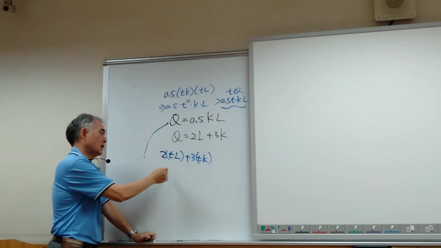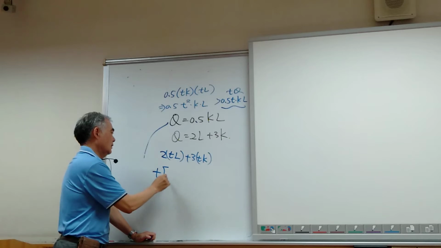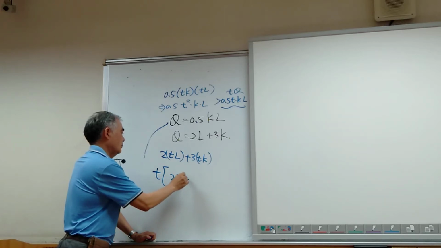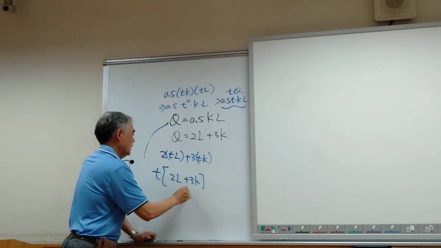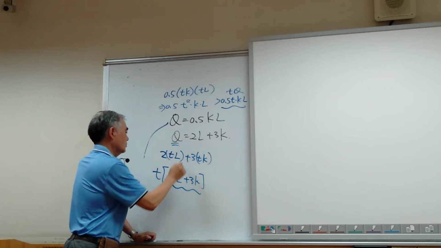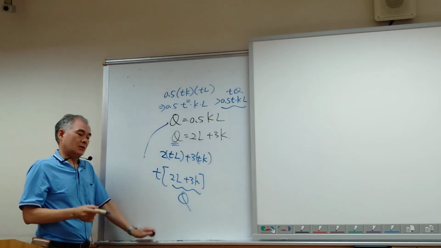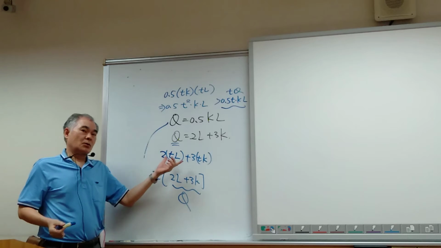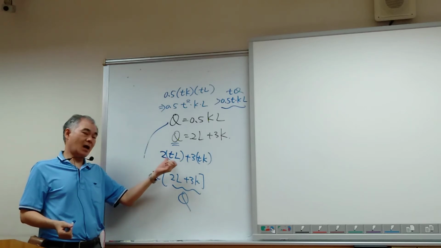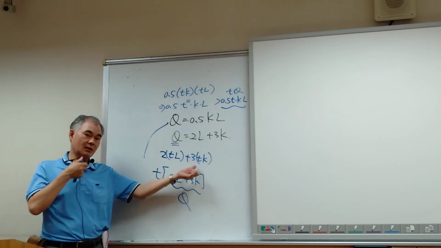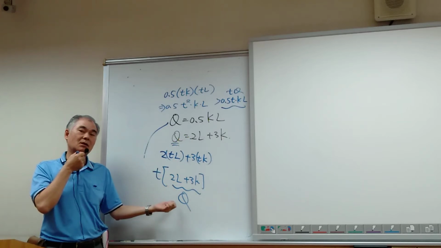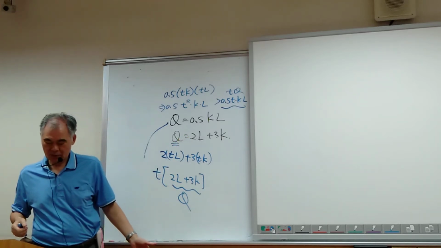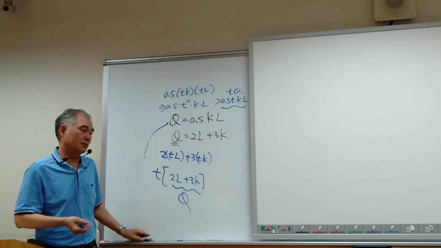You can factor T out. So T is here, right? And you have 2L plus 3K. And what is this? This is equal to Q, right? So you use the same proportion, T times L, T times K, right? What you get? You get the same thing. So what is this? Constant returns to scale. Okay, good.